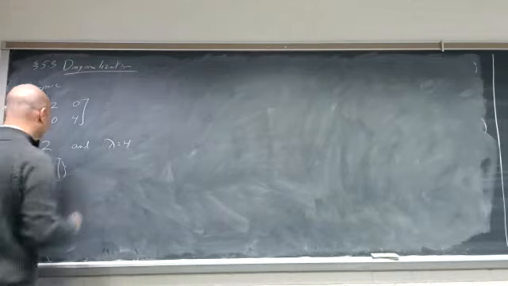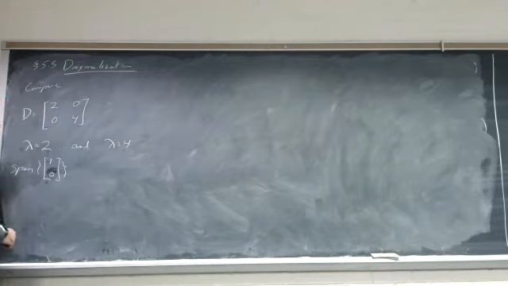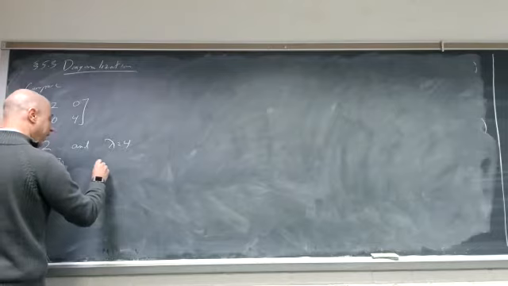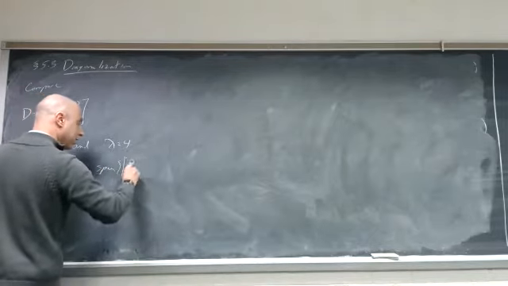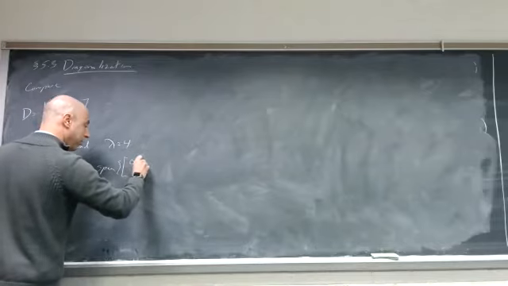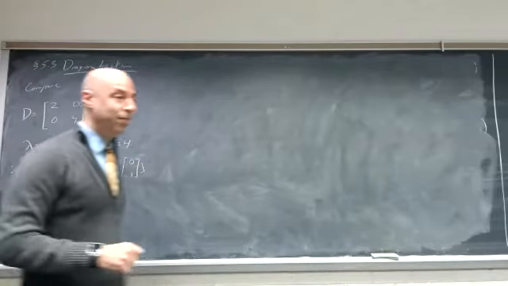And the eigenspace for lambda equals 4, the set of eigenvectors for lambda equals 4, is the span of 0, 1. So this is all basically in your notes from last time.